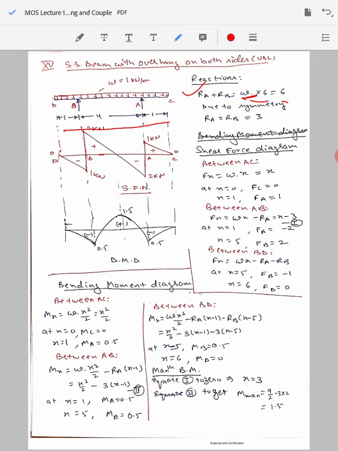Now I could have found the moment equation also, but you see this beam is completely symmetrical. The beam has equal overhang on both sides beyond the support, and it is subjected to a UDL over the entire span. So my Ra plus Rb is 6, and both reactions are the same, so that means Ra and Rb will both be equal to 3 kilonewton each. Even if you use the moment equation, you will arrive at the same conclusion.